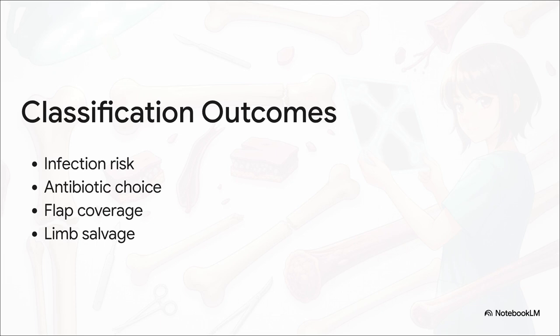So what does this all mean in practice? Well, mastering those 5 variables directly empowers you to determine these 4 life-changing outcomes for your patient. By getting the classification right, you immediately know their infection risk, the exact antibiotic choice they need, whether you need to call plastic surgery for flap coverage, and their overall prognosis for limb salvage. It is a real game changer.